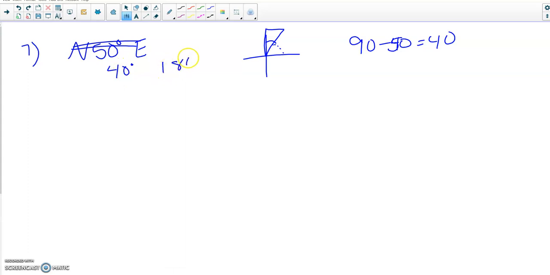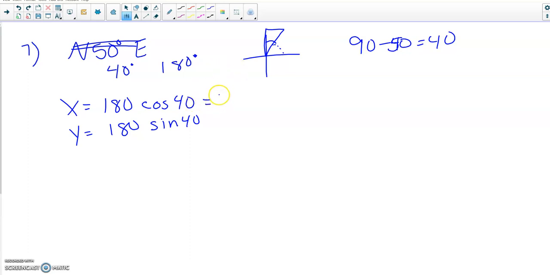And we're at 180. So what we're going to do is calculate our x value. That should not be an angle. x equals 180 cosine of 40, and y equals 180 sine of 40. Okay, so here we go. Clear, 180 cosine 40. I get 137.9. 180 sine of 40, I get 115.7.